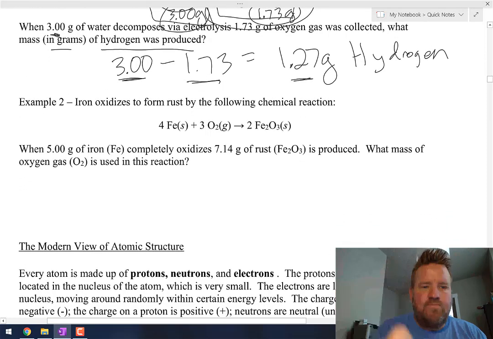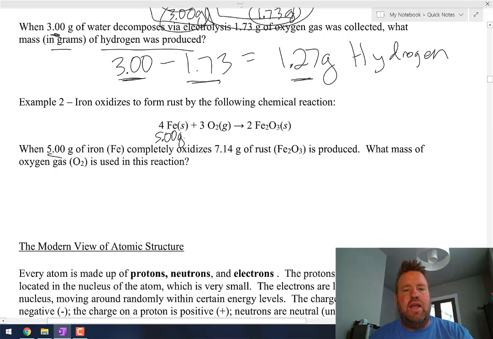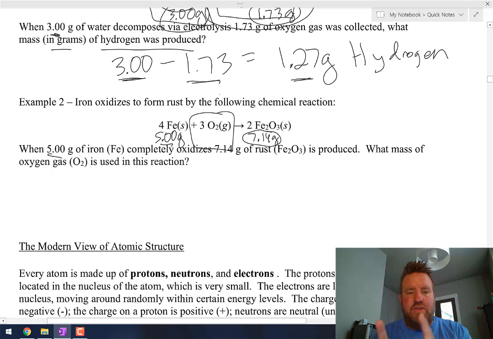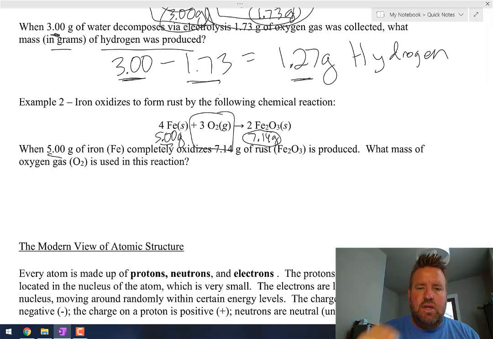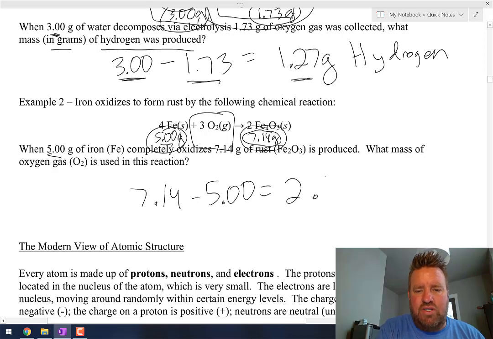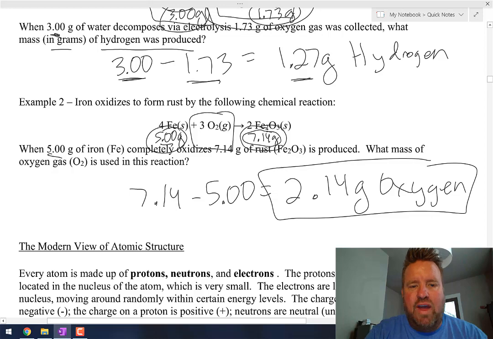In the second example, we've got 5.00 grams of iron that completely oxidizes, producing rust. And it says 7.14 grams of rust. So if we start with 5 grams of iron and we end up with 7.14 grams of this rust, the question is, what mass of oxygen was used? So how much of this did we need? Again, the mass of the reactants must equal the mass of the products. Since the mass of the products all total is 7.14, we can subtract the mass of the iron, 5. 7.14 minus 5 is 2.14 grams of oxygen. And that is our correct and final answer.